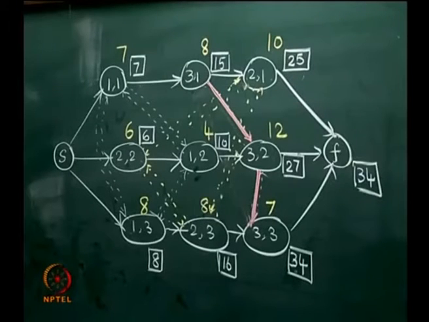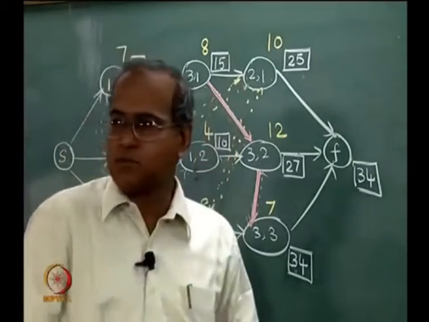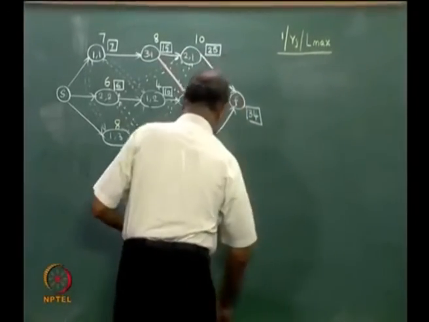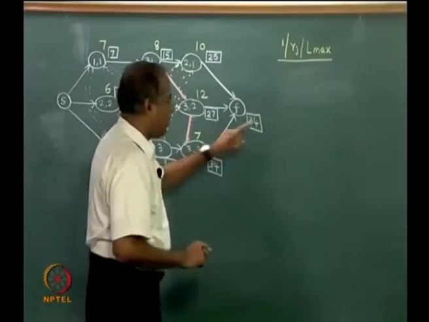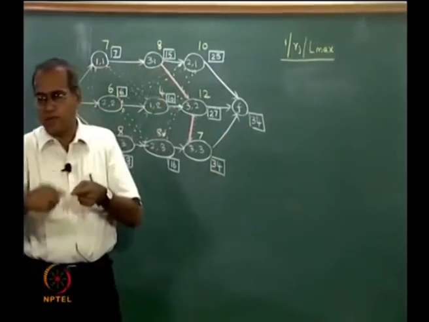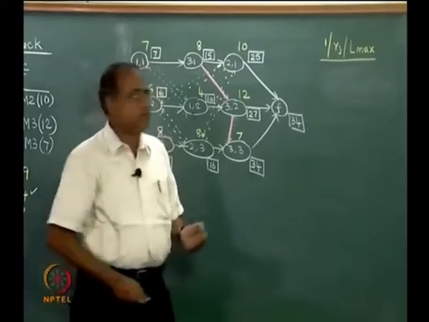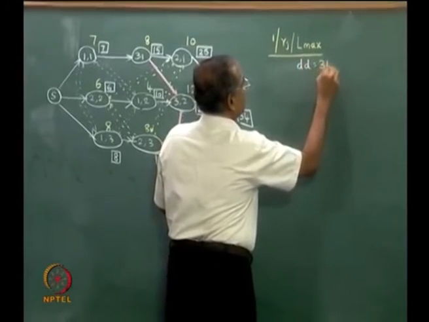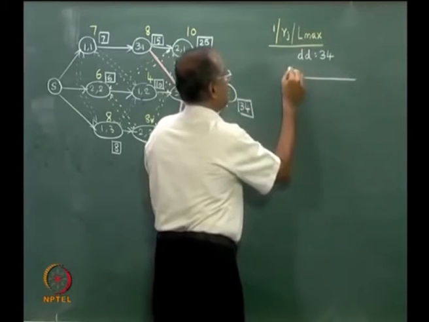Now, we look at the next bottleneck, which is M2, and we try to solve the 1 | rj | Lmax problem on M2, with 34, which is the lower bound of the makespan. That is updated as the final due date. So, with due date equal to 34, we solve 1 | rj | Lmax on M2.